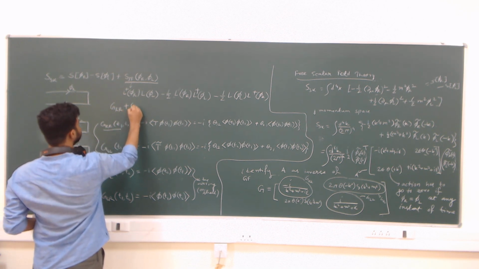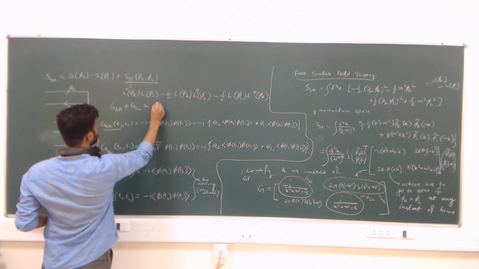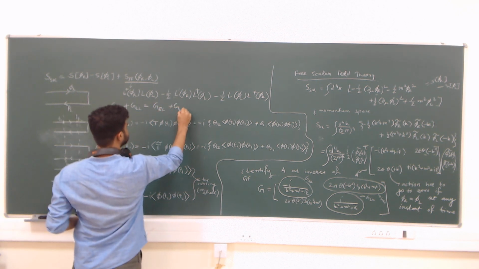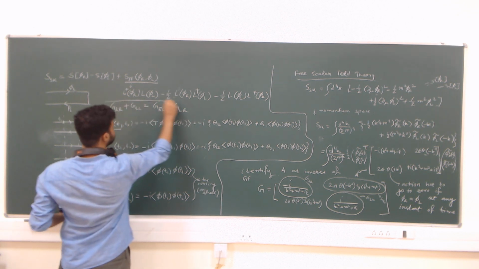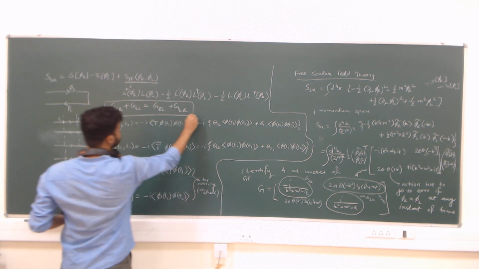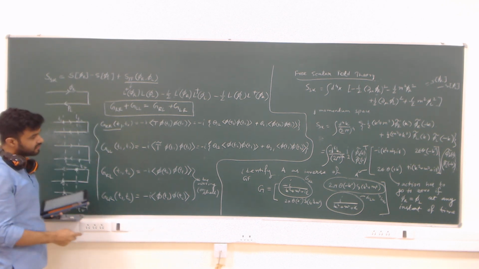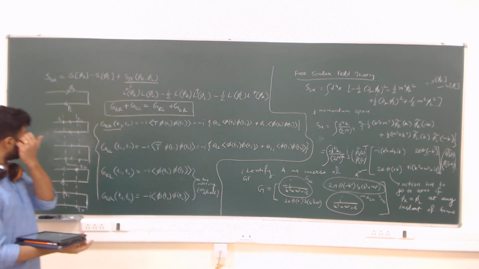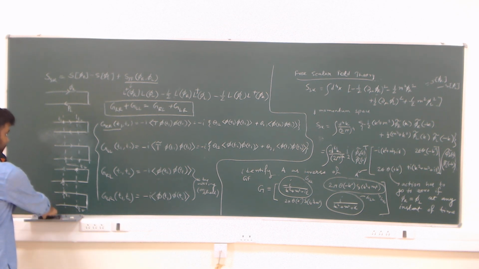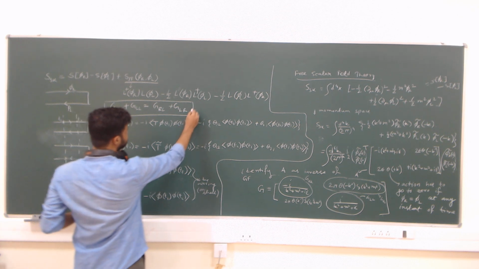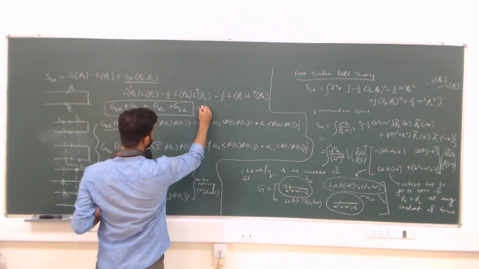Also from these things, we can use all of these to show that GRR plus GLL will always be equal to GRL plus GLR. This is true in general. This can be shown from this itself, but from those expressions also. So this is important to remember. So this we will come back to later.